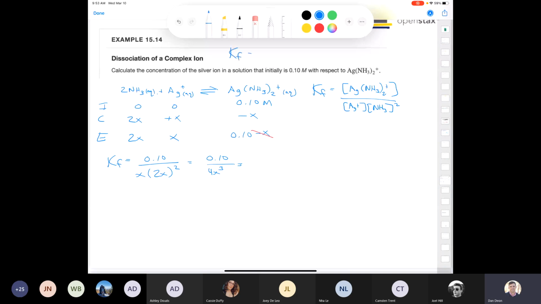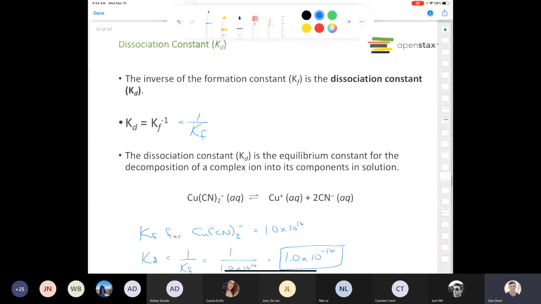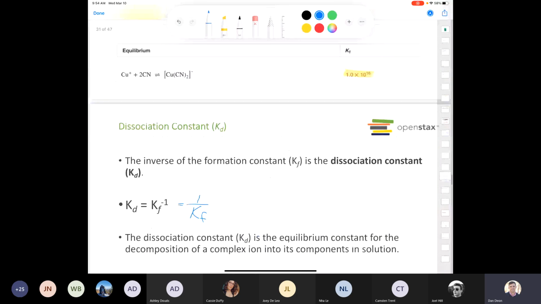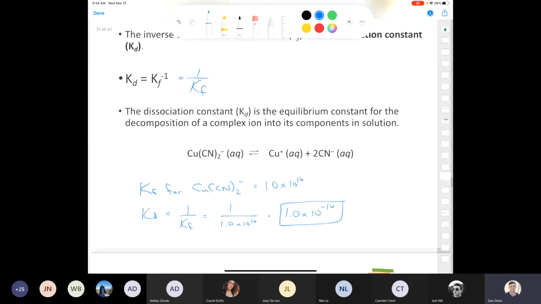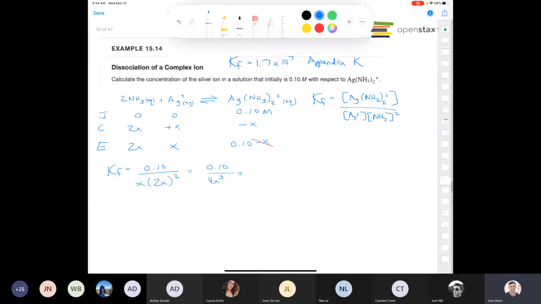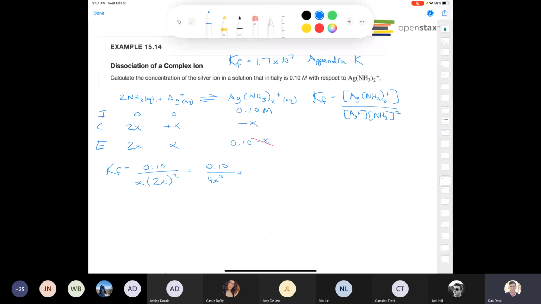Our Kf, which isn't given to us here, is 1.7 times 10 to the power of 7. Where did I get that Kf value? I got it from appendix K. Is that where it was? I get all my appendices mixed up here. Yeah, from appendix K. So I've already gone and looked that up. So it's going to be equal to 1.7 times 10 to the power of 7, like that. Now all I have to do is solve for x.